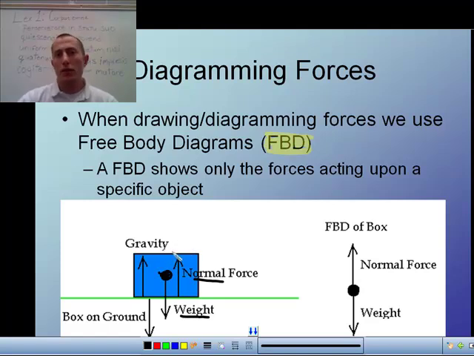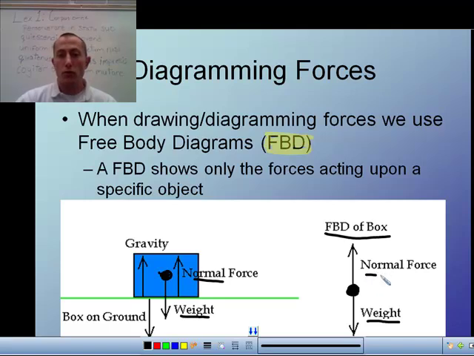So we simplify our object down to a point. You can see here on the other side where we have our free body diagram, we've simplified our box to a point. And so it doesn't matter how good of an artist you are. You don't have to be. You just have to be able to draw a dot. If you can draw a dot and a straight line, or a fairly straight line, then you can draw free body diagrams. Now on the box we have two forces. We have the weight, the force of gravity acting down, and so we draw an arrow down to show that force.